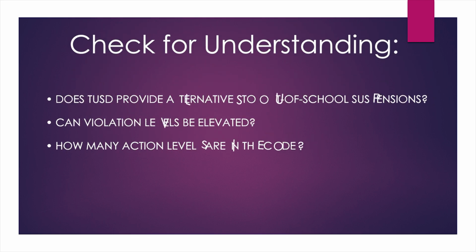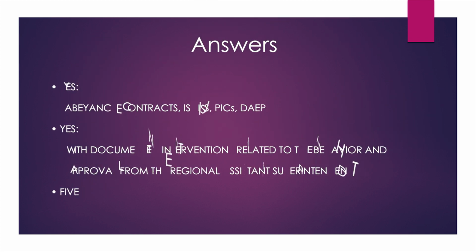Let's check for a better understanding. Does TUSD provide alternatives to out-of-school suspensions? Can violation levels be elevated? How many action levels are in the code? TUSD does offer positive alternatives to out-of-school suspensions: abeyance contracts, in-school intervention, in-school suspension, positive intervention centers, and the District Alternative Education Program. Violation levels may be elevated with documented interventions related to the behavior and approval. There are 5 action levels in the code.